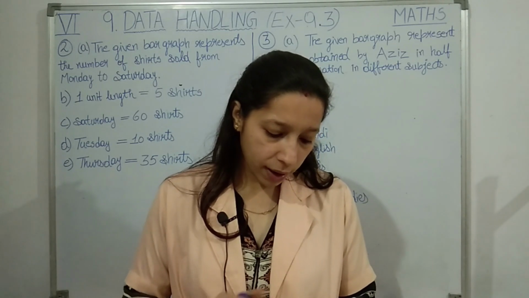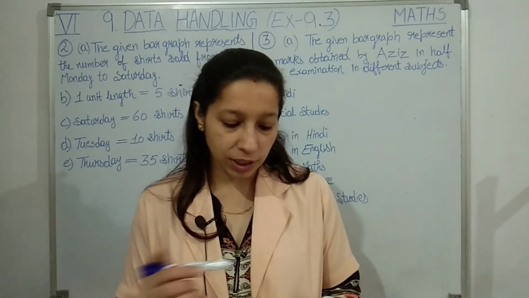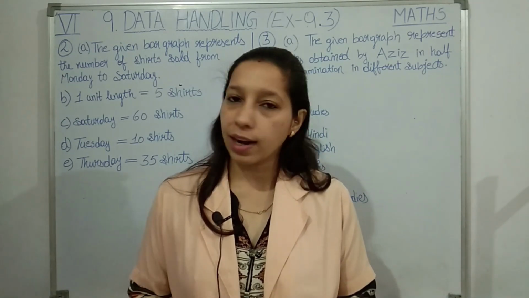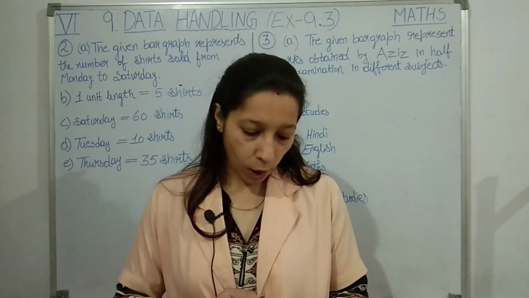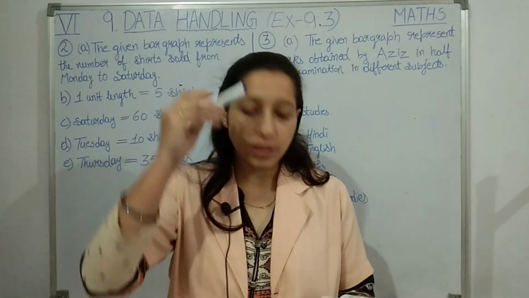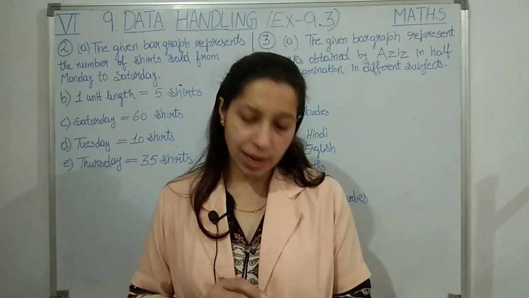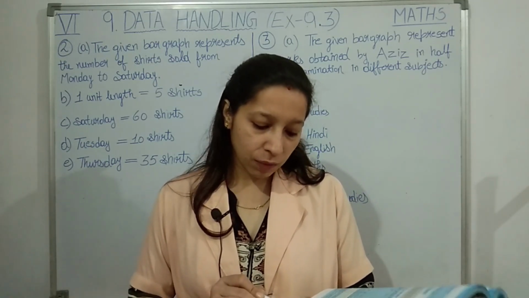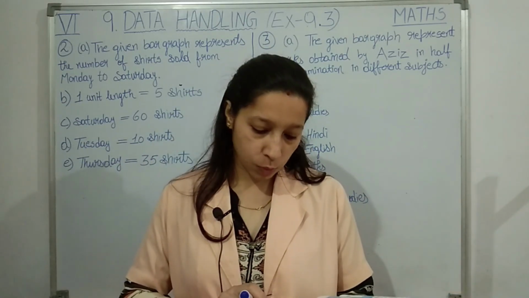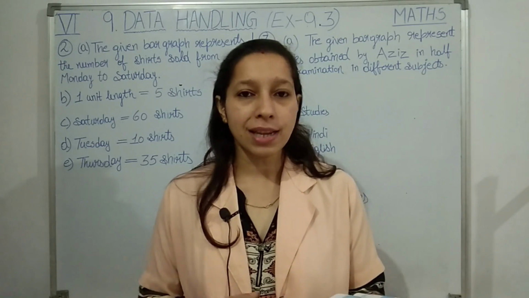Got it? Then point number A. What information does the bar graph give? Again, the first line of the question indicates the information. So here we can say the graph is representing the marks obtained by Aziz in half-yearly examinations in different subjects. Okay, point number B. Name the subject in which Aziz scored maximum marks. How to see? See the bar which is the longest. We can see for Hindi the bar is longest. So we can say that Aziz has scored maximum marks in Hindi. Point number C. Name the subject in which he has scored minimum marks. So now you will look for the bar which is the smallest. Smallest bar is for social studies. So we can say that Aziz has scored minimum marks in social studies.